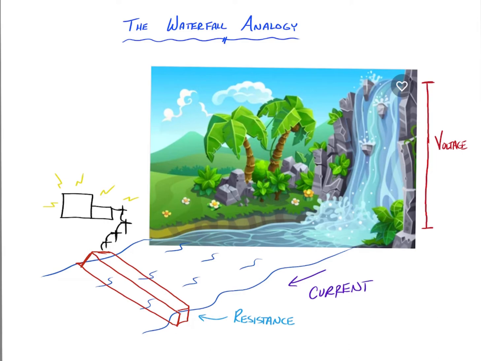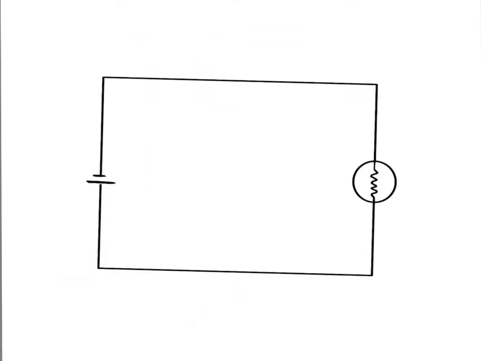The same kind of thing applies to an actual circuit. So we have a very basic circuit here. We've got the voltage source. That's like the waterfall. The size of that voltage difference is going to govern how much current is going to flow through the circuit, much like the height of a waterfall is going to govern how quickly that water is moving by the time it reaches the bottom. The light bulb itself would be like the resistance, or in this case, like the dam.